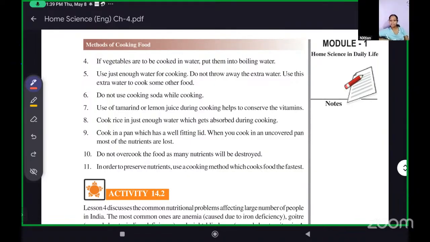Then we should cook in a pan which has a well-fitting lid. When we cook in an uncovered pan, it is possible that we lose nutrients. Do not overcook the food as many nutrients will be destroyed. No overcooking. It will taste bad. It will become a khichdi, and it will lose its nutrients too.